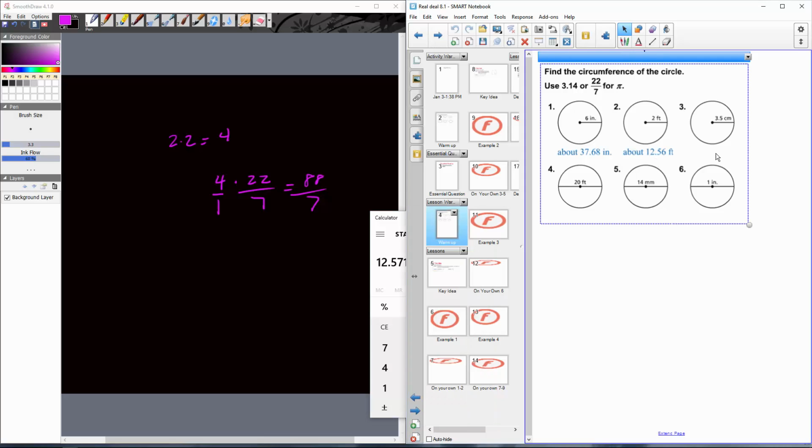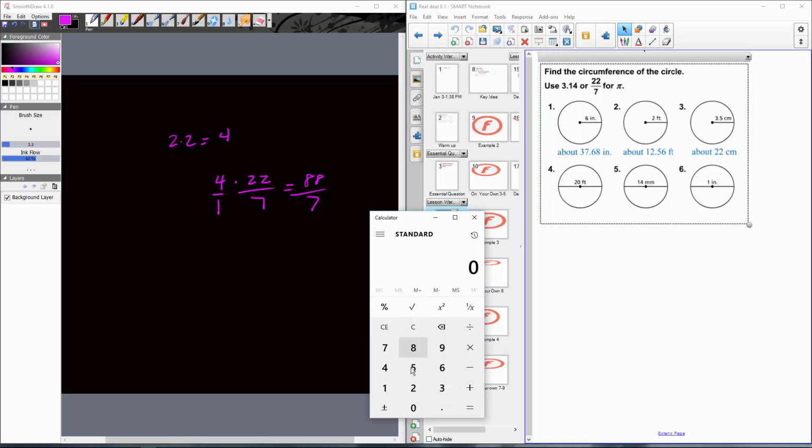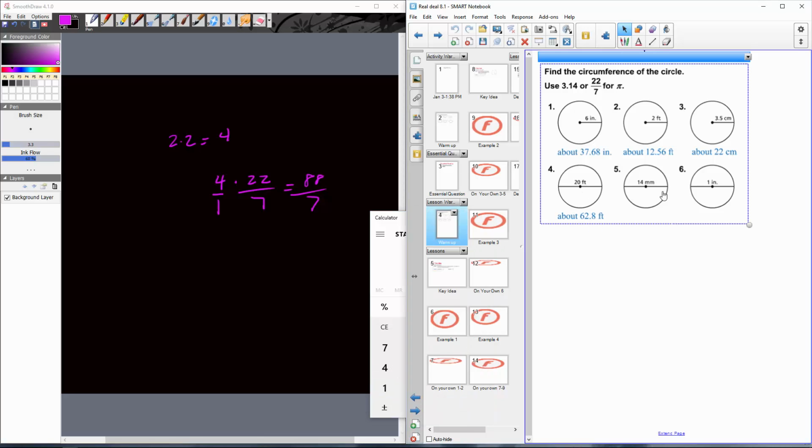This one here, I do the same thing where I take 3.5 times 3.5 times either 22 divided by 7 or by 3.14. In either case, I get about 22 centimeters. These are different along the bottom because instead of having radius, I have diameter, which is the full distance across. So I'm going to take 20 times 3.14, which is about 62.8, exactly what I have here.